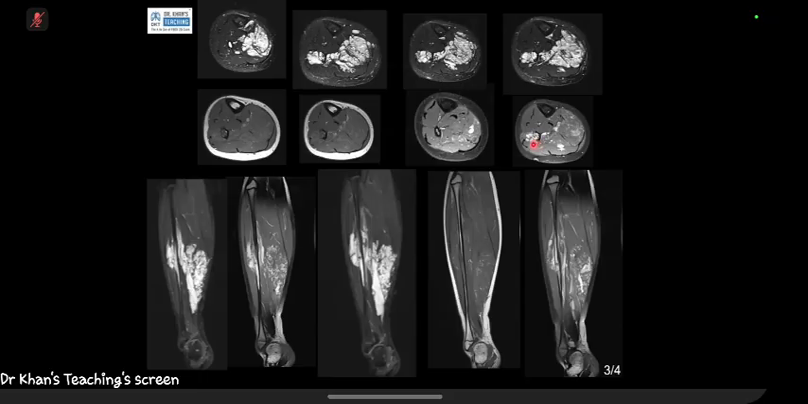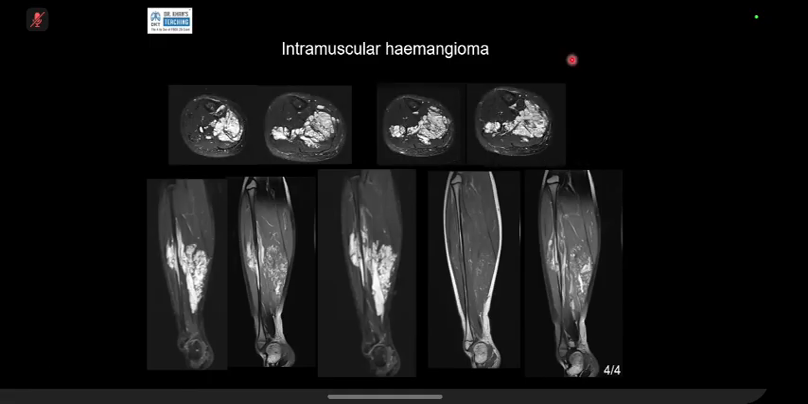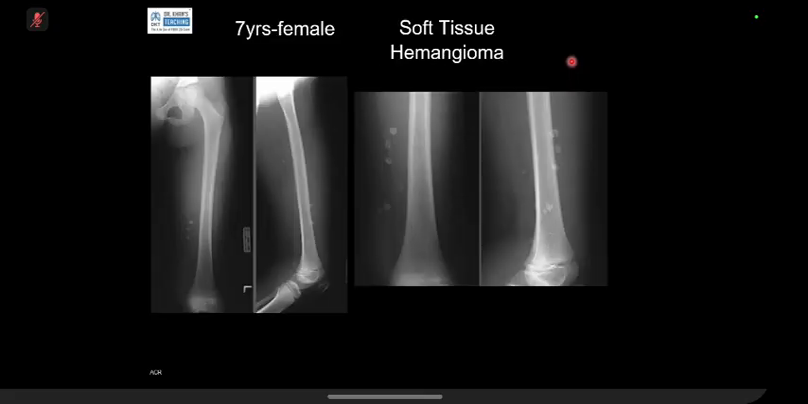There is a low role of Doppler, and that is an exam question, because when you do Doppler, there will be compressibility. These vessels will compress, and that is how you differentiate it from any sarcoma, etc. Other examples of phleboliths or soft tissue hemangioma. This is a 7-year-old. So let's go through the cases.